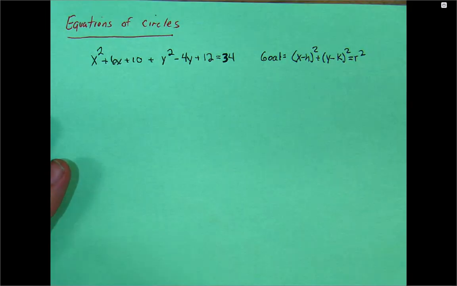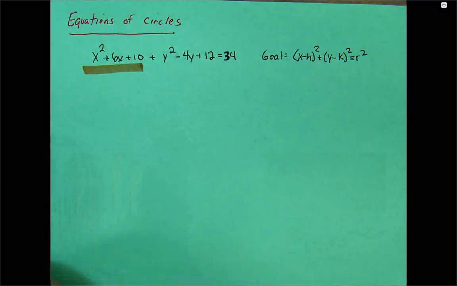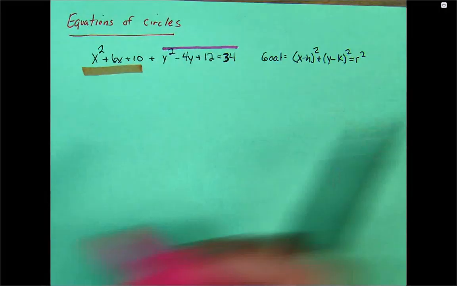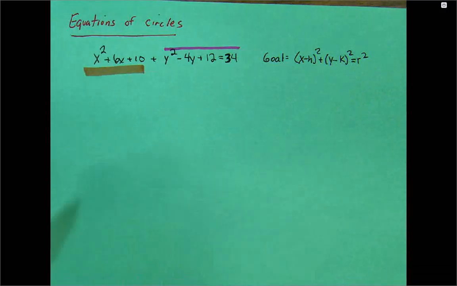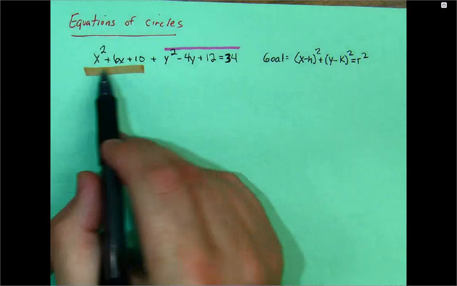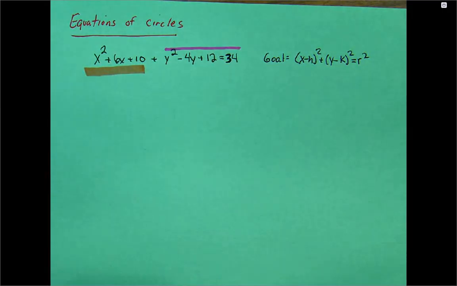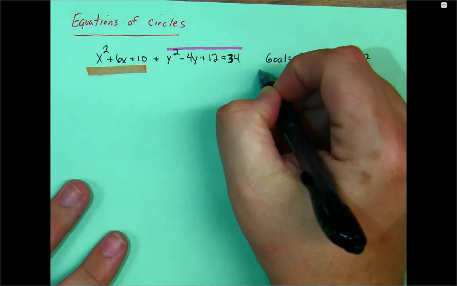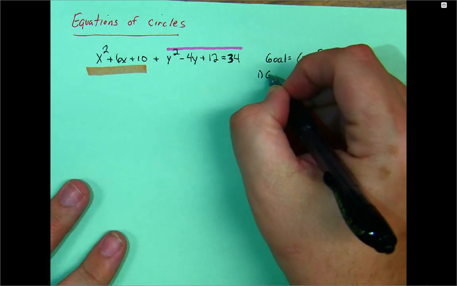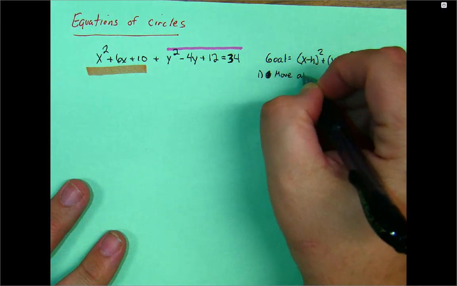What you want to do with this is take into account the two different parts. This part right here, this part right here. Now, the goal is to get it to this, and there's a step-by-step process for doing it. Step one: I don't want to say get rid of, because that's not really mathematical. Move all constants.